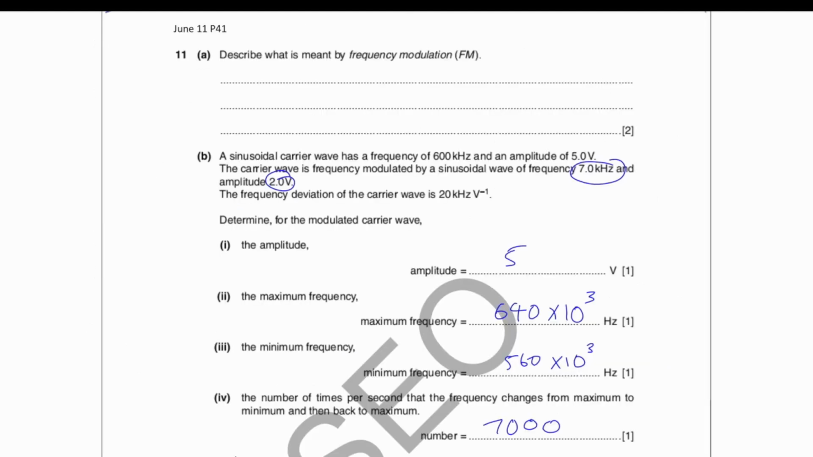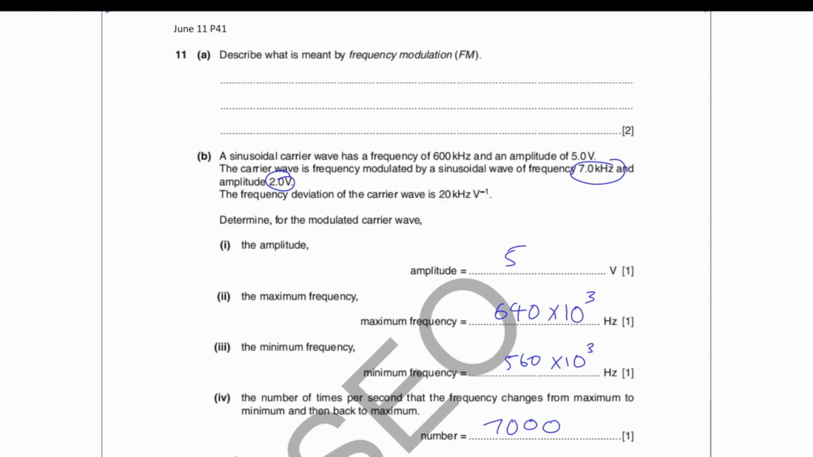And then this one, if this is again frequency modulation, so this carrier wave is given frequency and amplitude. Now the carrier wave is frequency modulated by a sinusoidal wave of frequency 7 kHz and amplitude 2 volts. So actually, if this is modulated by this, then this is your information signal. All right, and the frequency deviation is 20 kHz per volt.